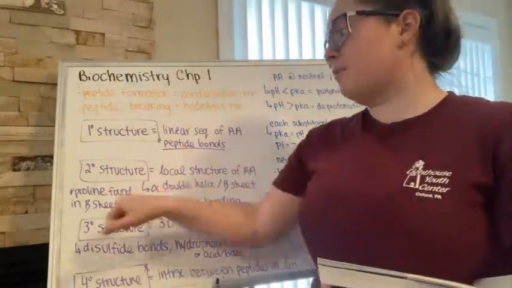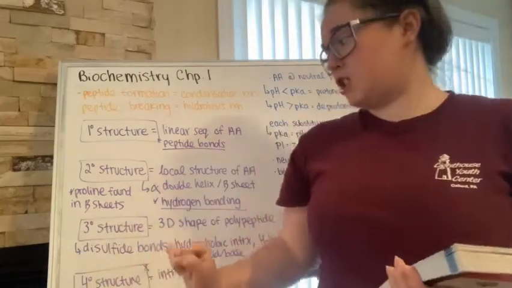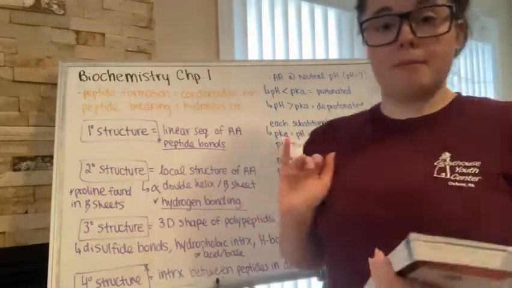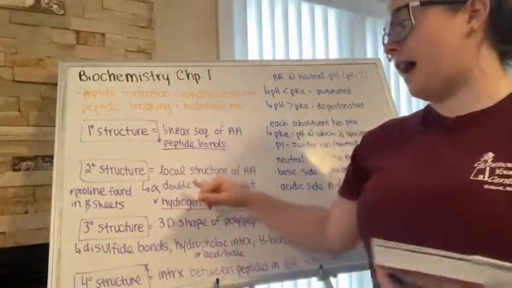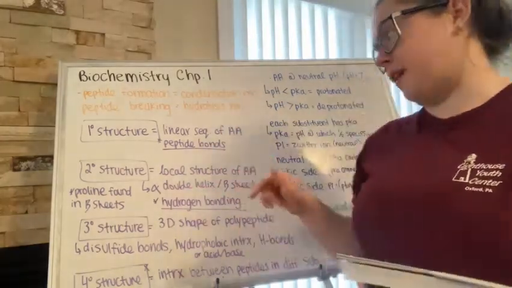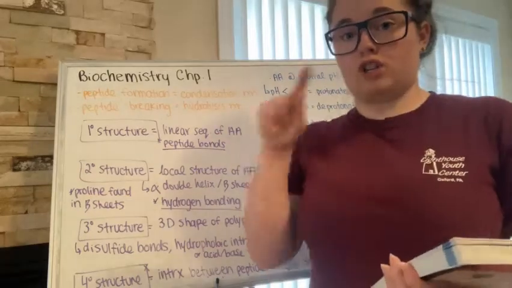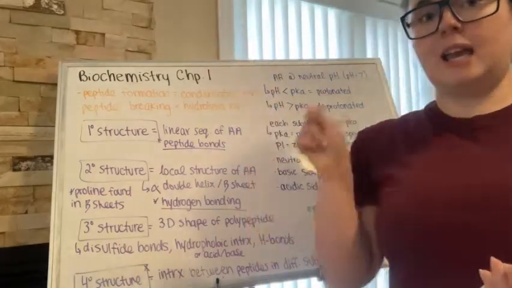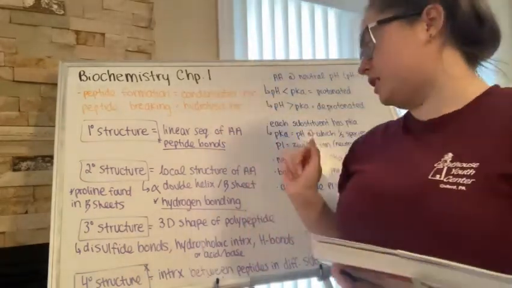And one important thing to note here is proline actually would not likely be found in the alpha helix, but proline would likely be found in a beta sheet due to its structure. It can help with the zigzag nature of the beta pleated sheets.